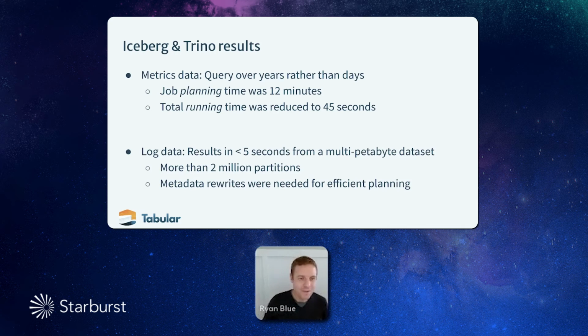So the log data here that I have listed second, we were able to get results in less than 5 seconds on a multi-petabyte data set. This was looking up individual IDs. We just need all the logs for, say, this device or this machine. There were more than 2 million partitions because we were using, I think, 7 days of data and something like 20,000 buckets, so that we could really quickly zoom in on just the data that we wanted. And we used Trino for this use case.